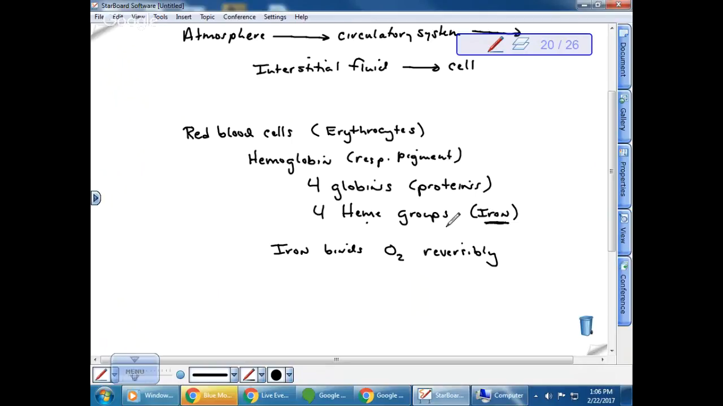So when we talk about hemoglobin saturation, which I actually mentioned earlier, this is the fact that 4 molecules of oxygen can bind to each hemoglobin molecule.